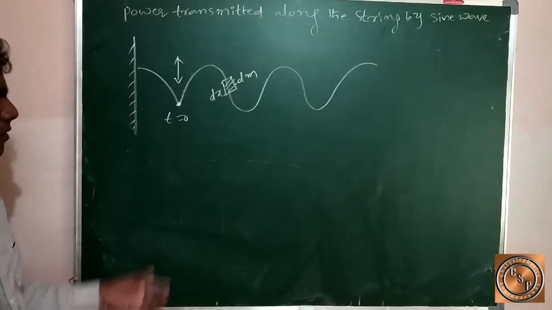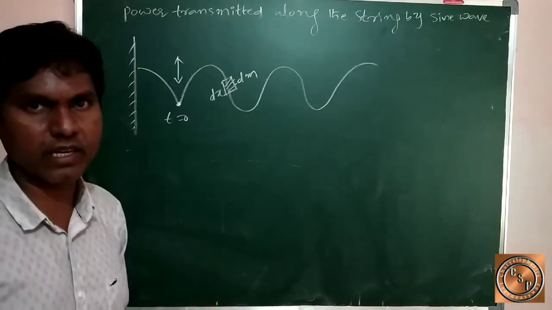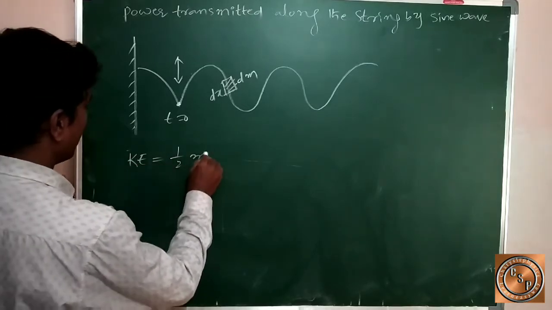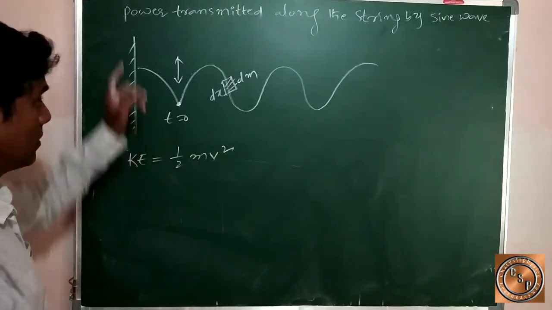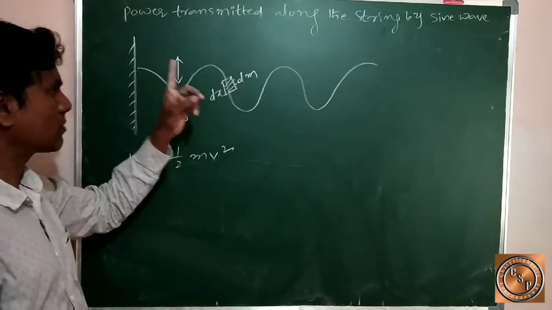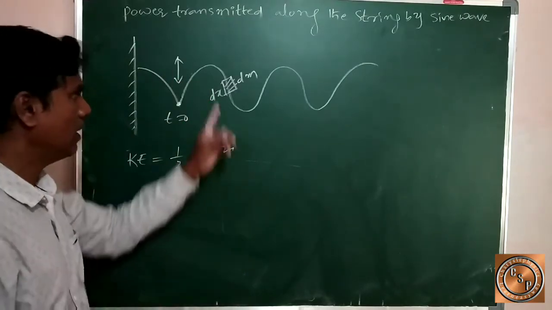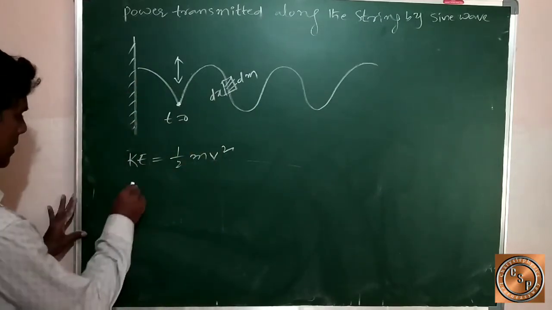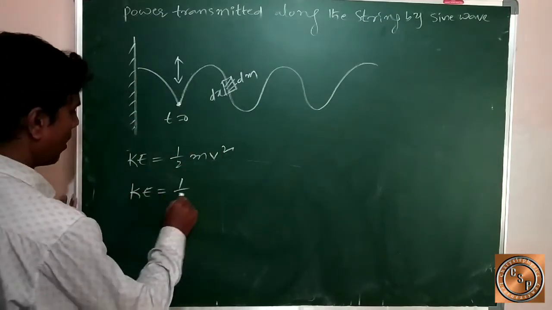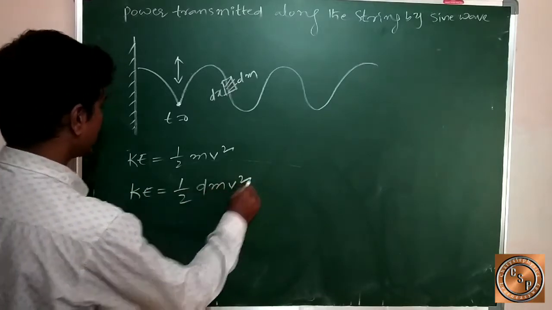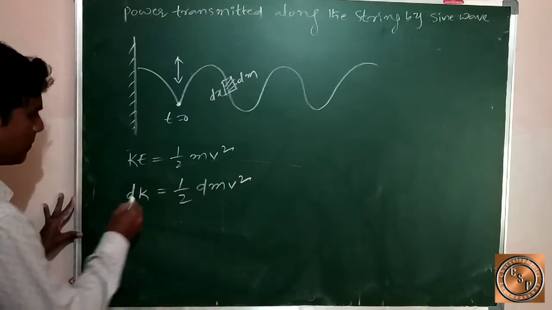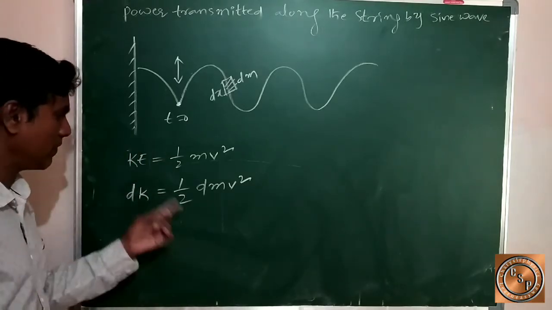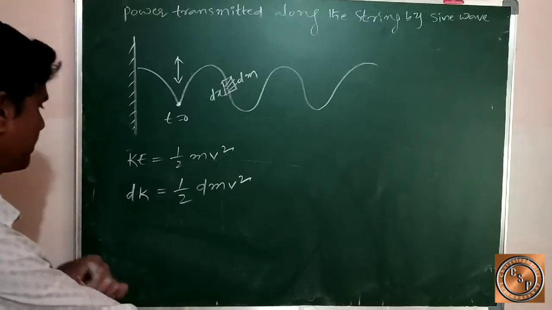When the vibrating particle is associated with a kinetic energy, then that kinetic energy K equal to half mv square. So when considering a small element along the path of the wave, its mass is dm, its length is dx. Hence the kinetic energy of that element K equal to half dm v square. Here K means dK, the change in kinetic energy of that element along the path. Its kinetic energy is given by half dm v square.